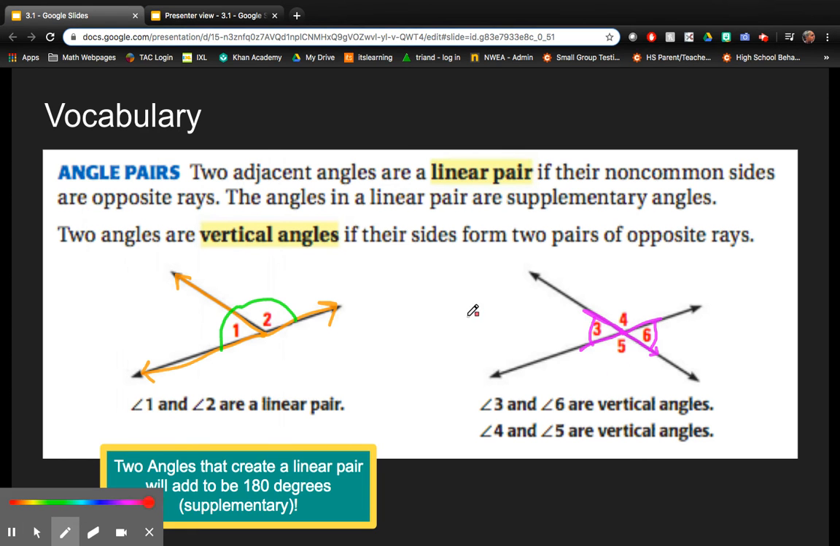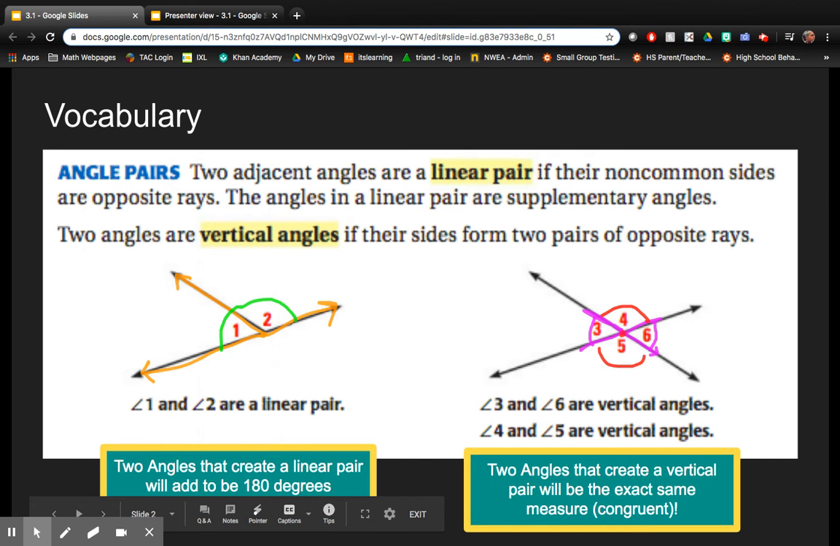Likewise, angle 4 and angle 5 share that vertex and are on opposite sides of it. And it's important to remember that when two angles are vertical angles, that means they have the exact same measure. And in geometry, we would even say that they are congruent to each other.